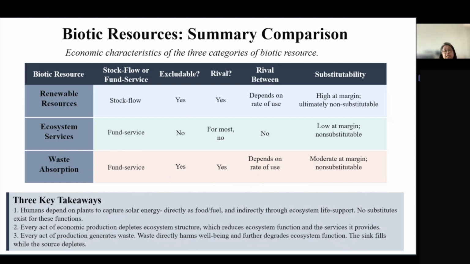Ecosystem services are fund service resources. They are non-excludable and largely non-rival. The services are available to all, and one person's enjoyment does not reduce another's. So they are non-rival between generations as well, provided the ecosystem structure that generates them remains intact. Substitutability of ecosystem services is very low.